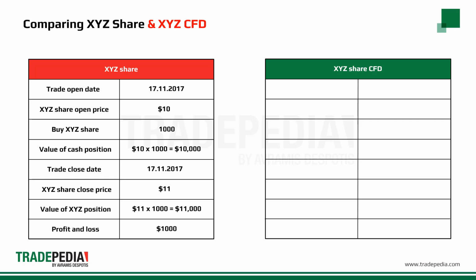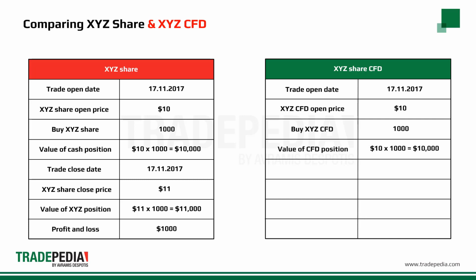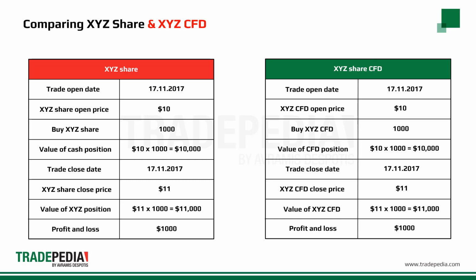Now let's look at what happens when we trade the XYZ's share CFD. Again, we buy on the 17th of November 1,000 CFDs of XYZ at $10. The value of our position is 10 times 1,000, which equals $10,000. On the same day, we closed the trade at $11. The value of the position became 11 times 1,000, which equals $11,000. Total profit for the trade, also $1,000. In other words, there is no difference between buying the share and its CFD.